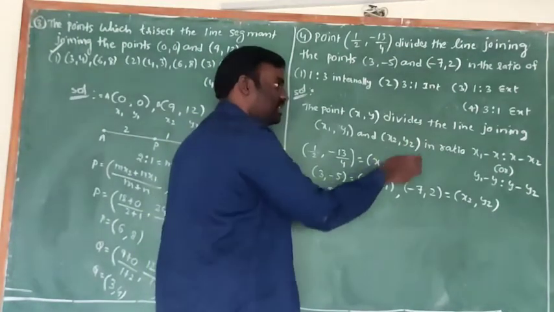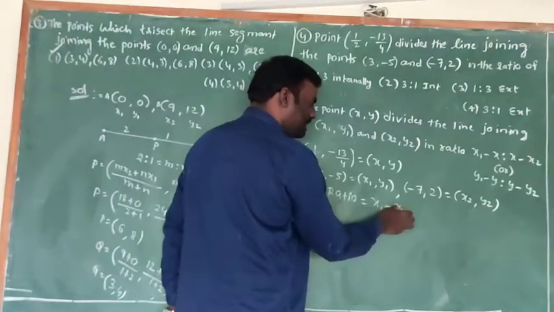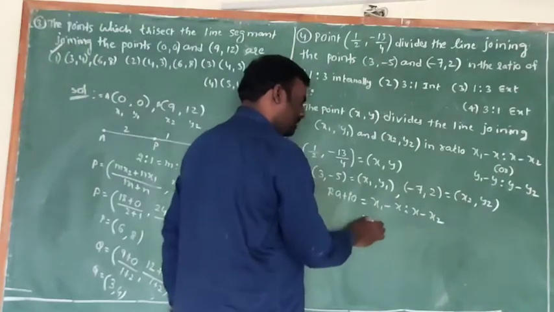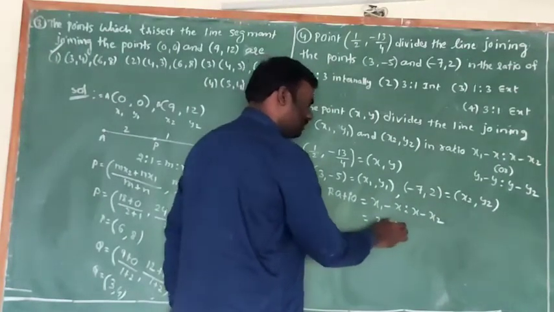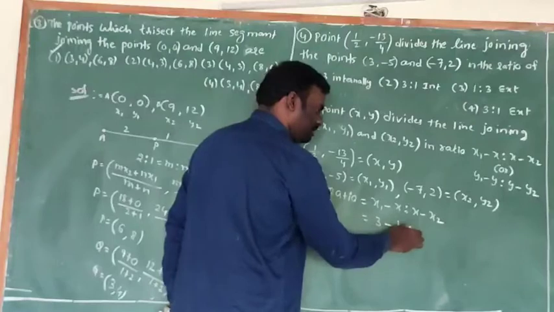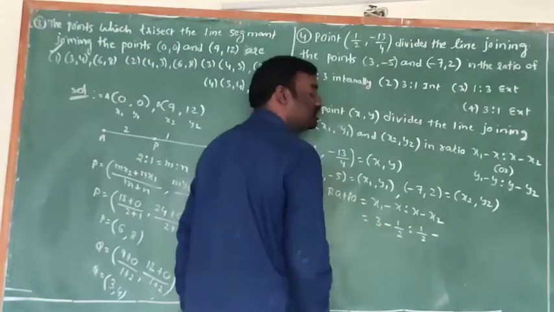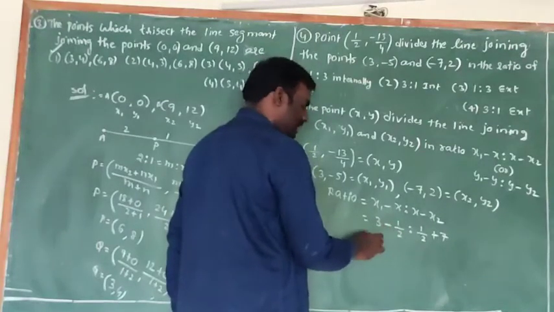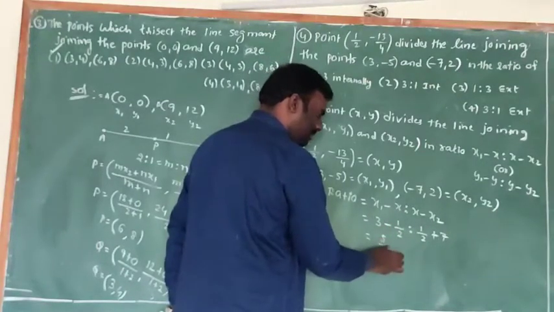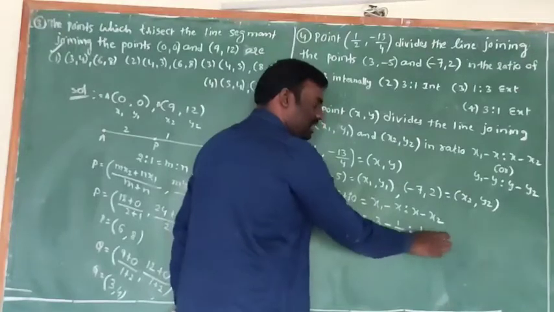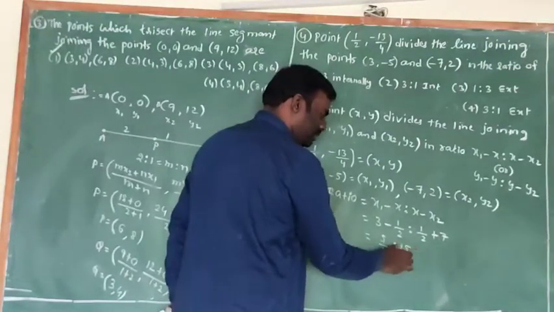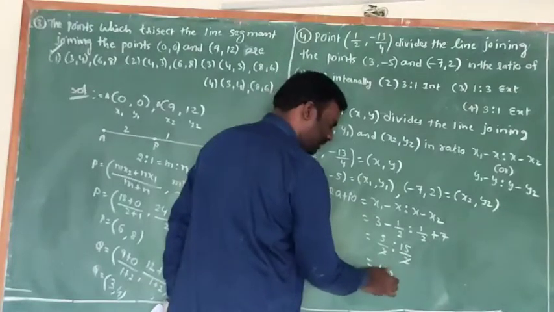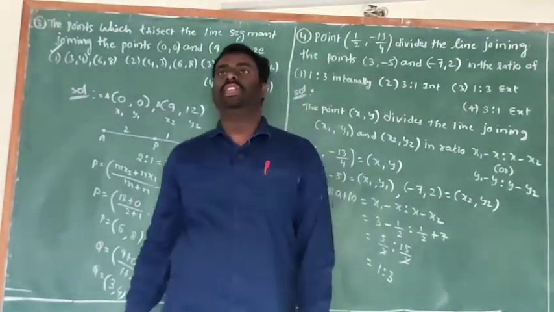The ratio, I am using first formula, x1 minus x is to x minus x2. x1 means 3 minus x means 1/2 is to 1/2 minus x2 means minus 7, then plus 7. 3 2 just 6 minus 1 is 5/2. 2 7 just 14 plus 1 is 15/2. 2 2 gets cancelled. 5 is to 15. 1 is to 3. Finally, the ratio is positive.